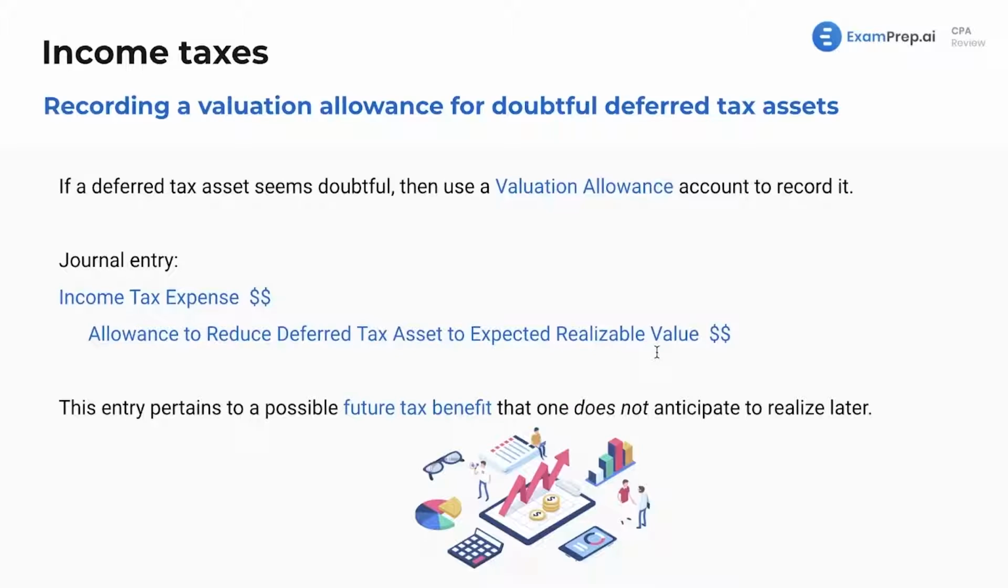You're writing down basically a prepaid tax benefit, right? So this is if you're recognizing that, hey, you're not going to be able to realize that asset.